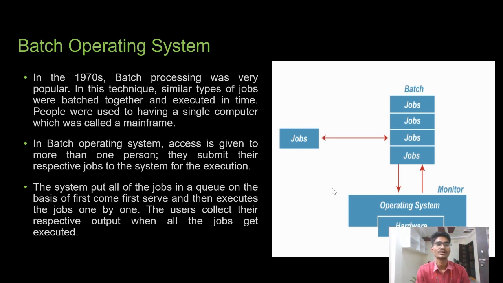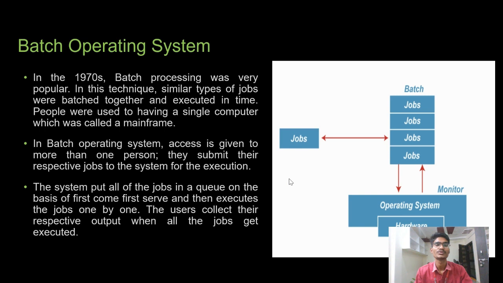Before that, we were using each and every single program at once as an individual program. But in a batch operating system, we take all the similar types of jobs, make them a batch, and execute them together at one time. People used to have a single computer called a mainframe, as it was the only system that many people could interact with to perform their operations.